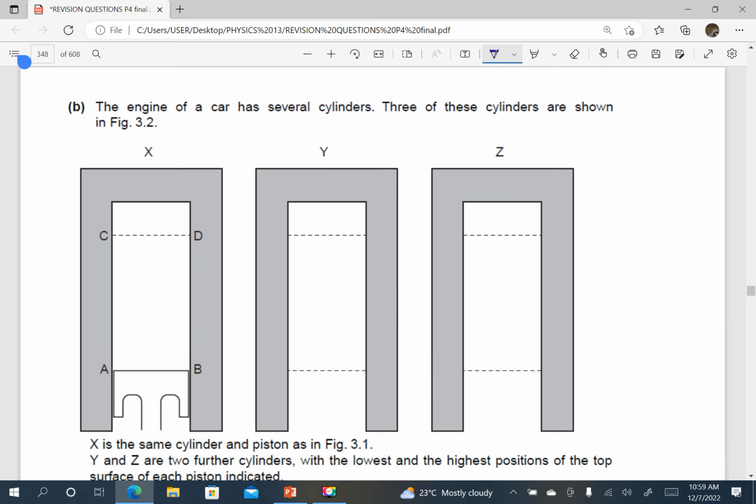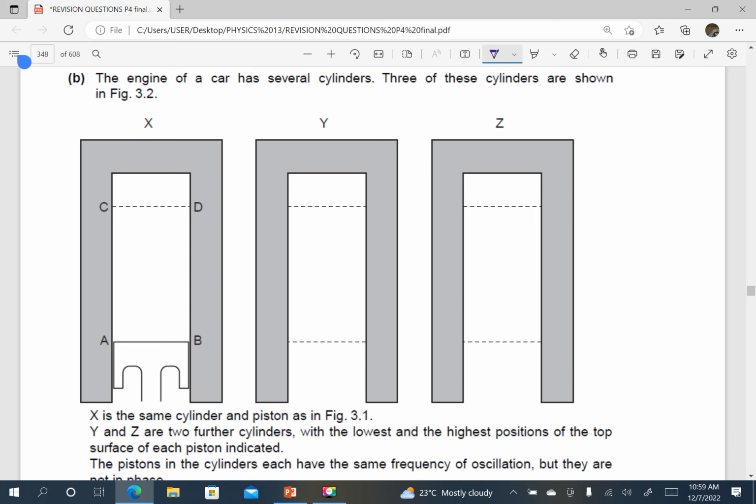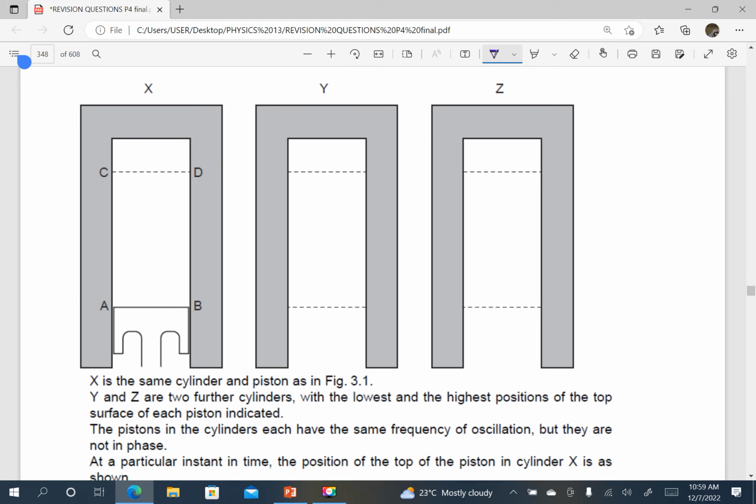The engine of the car has several cylinders. 3 of these cylinders are shown in the figure here. X, we have seen it. X is the same cylinder and piston as in the first figure that we have seen. Y and Z are 2 further cylinders with the lowest and highest positions of the top surface of each piston indicated. The pistons in the cylinders each have the same frequency of oscillation, but they are not in phase.